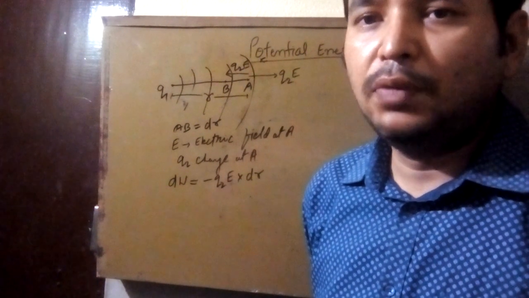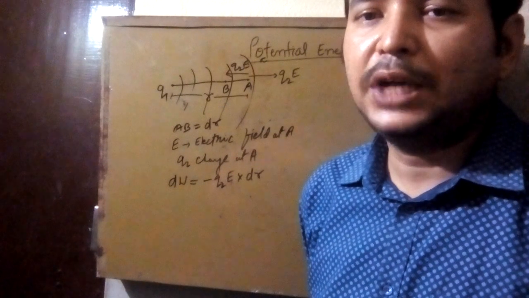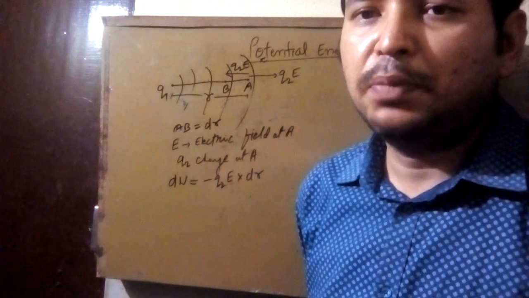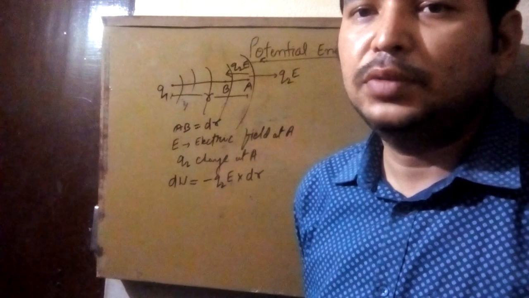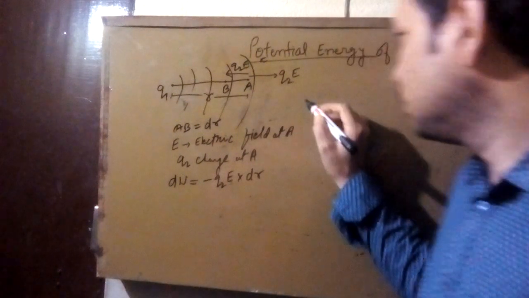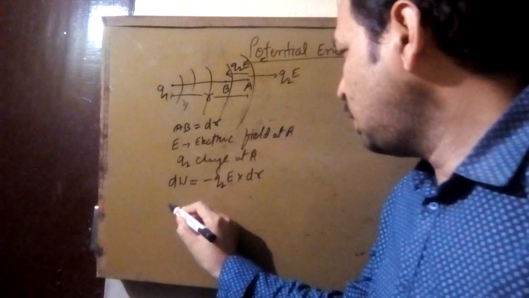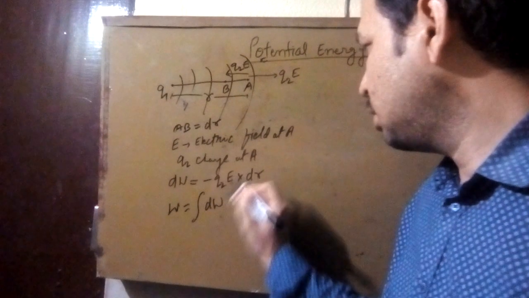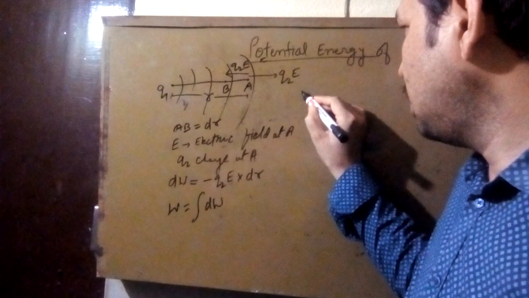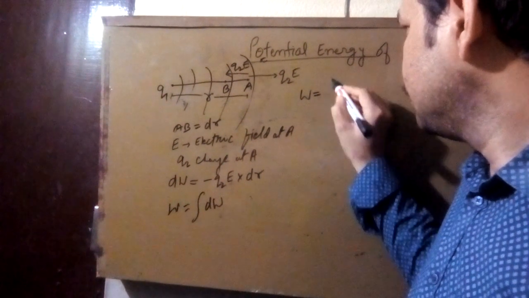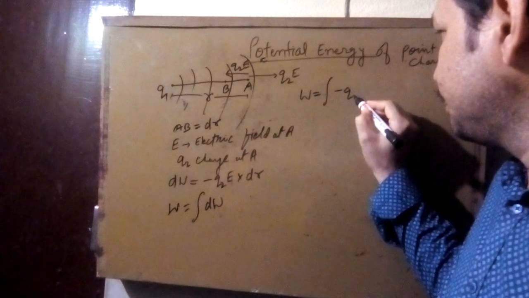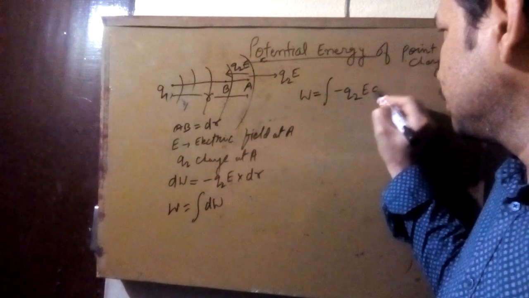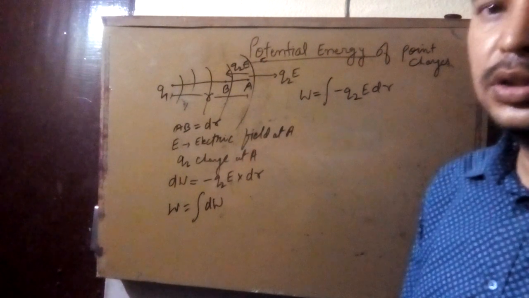So what is the total work done? If I am moving the charge from infinity to a certain point inside the electric field of the source charge, the total work done is the integration of this work. This is the total work done.